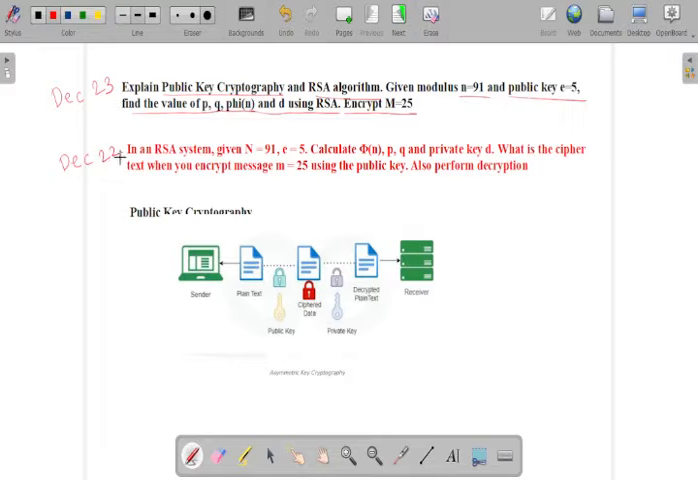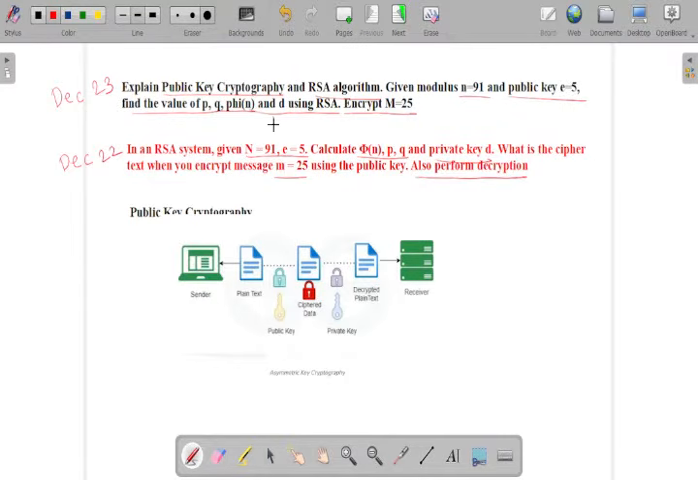In the second question, what is asked in December 2022? The same question is asked, but they are directly asking to solve the example, that is in an RSA system. Given value n is equal to 91, value of e, that is public key, is equal to 5, and you have to calculate the value of phi of n, P, Q, value of your private key, that is d, and what will be the ciphertext after encrypting the message M equal to 25. As well as you have to perform the decryption in this example.